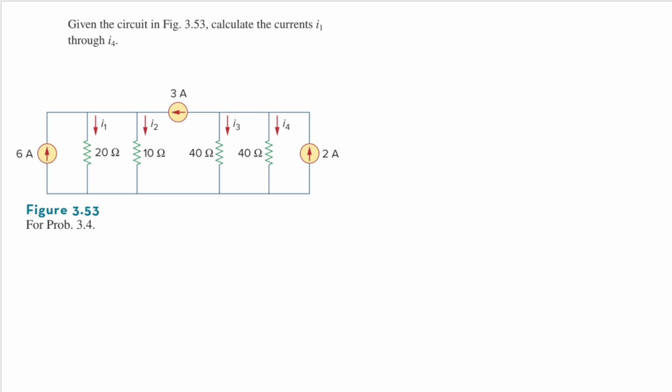So the question is, given the circuit in this figure here, calculate the current I1 through I4. The question is asking us about I1, I2, I3, and I4. And I think I will use nodal analysis. So we will have to use nodal analysis here.